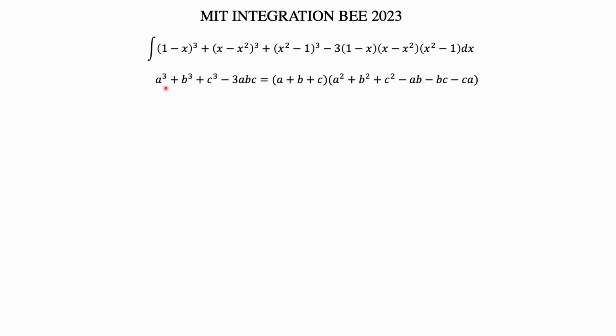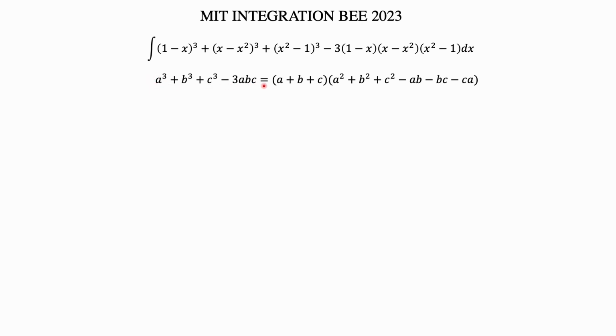Let's solve this MIT integration BRIC 2023 problem. You have this polynomial which looks horrible, to be honest, but you do see a kind of pattern. This is a square, b square, c square minus 3abc, right? So you see some kind of power being used, like a plus b plus c to some power, and this is basically testing if you know some identity, and this is that identity.